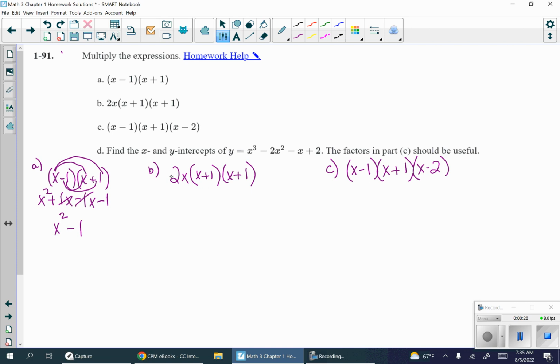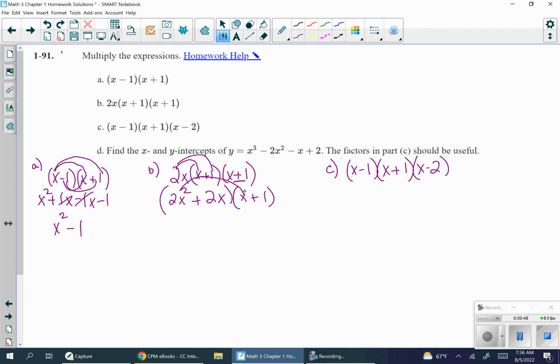Over here, we actually have three factors in the expression, so we'll have to do more than one multiplication. What order do I like? Let's go this way first, all right? So we only multiply it into 1, so 2x squared plus 2x. Now that factor has to be multiplied times this x plus 1. So now we can use the distributive property again.